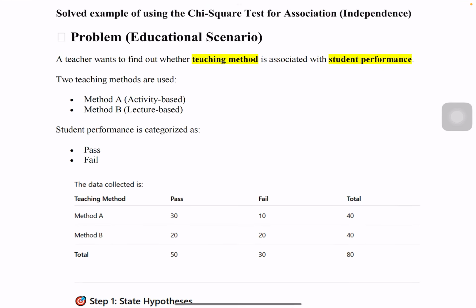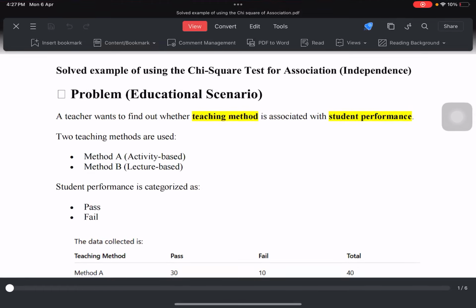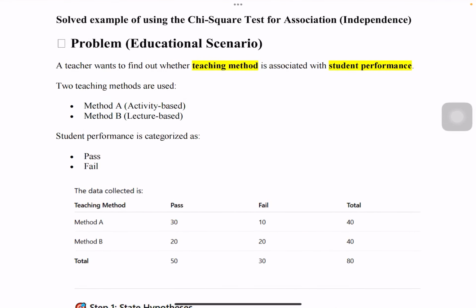Solved example of using the chi-square test for association or independence. Test for association, or test of independence. Problem: educational scenario. A teacher wants to find out whether teaching method is associated with student performance.